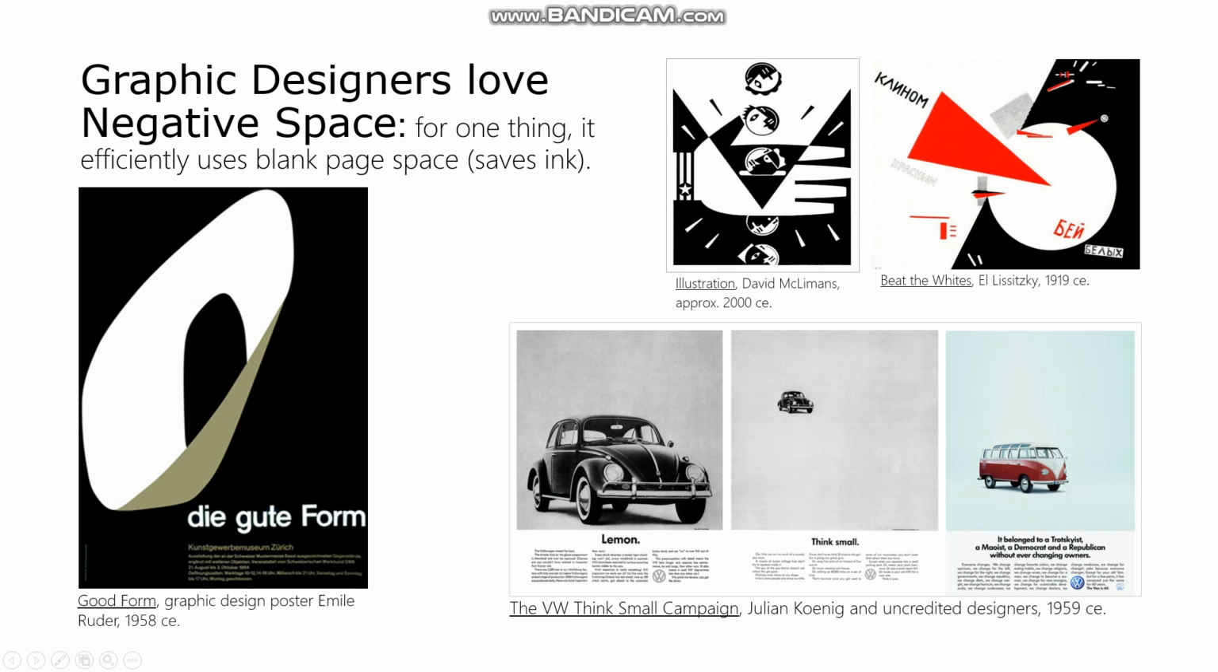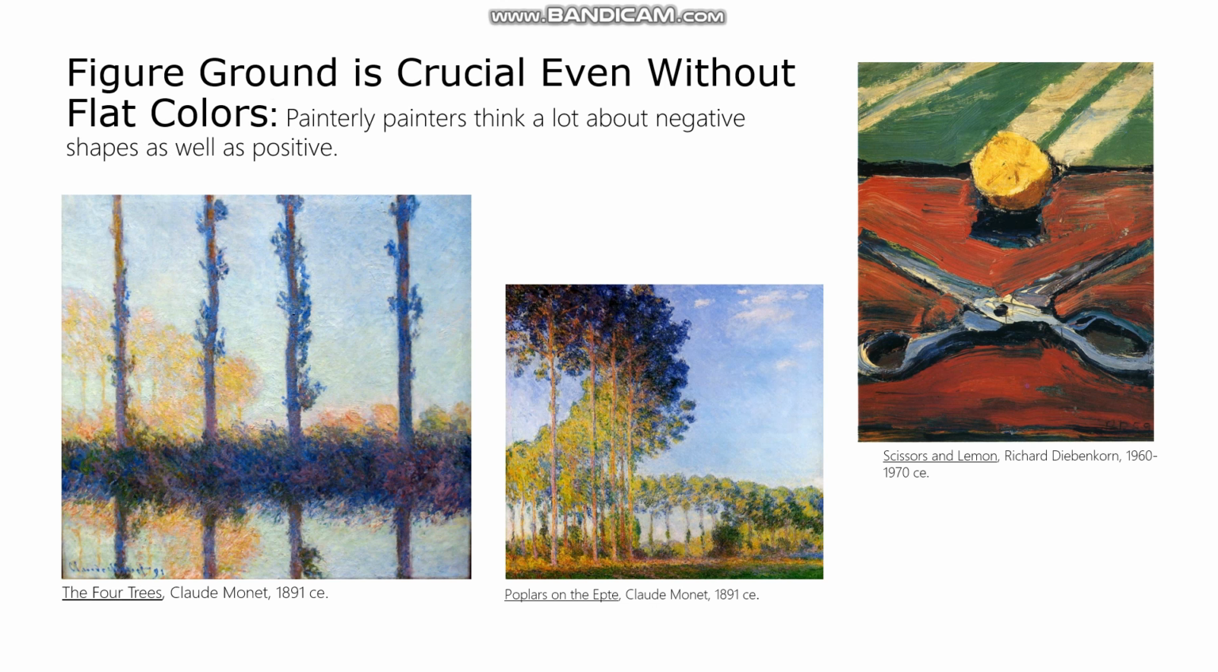This particular ad campaign is probably one of the most famous examples of an ad campaign that was really thinking consciously about positive and negative, and how especially beautifully they do that on this Think Small part of the campaign. But another point I want to make is that figure ground is not just for designers. Here are 3 paintings that really point out that painters in general are always thinking about positive and negative. It may not seem all that clear at first, but here's an example.